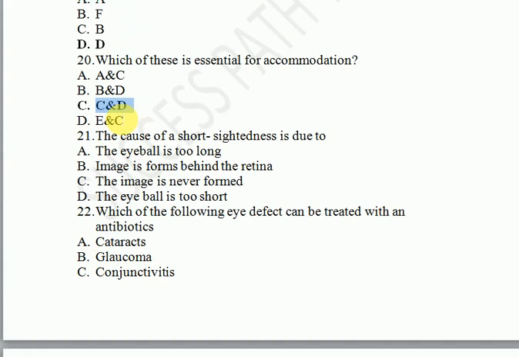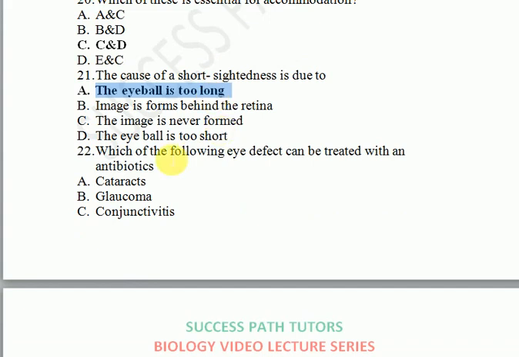Okay, now at this juncture I believe you've learned something, so you are meant to be answering this by yourself. So pause the video and see if you can answer this. What's the answer to this? Have you paused it? Okay, now the answer is the eyeball is too long. You'll be seeing some repeated questions now. Which of the following eye defects can be treated with antibiotics? I guess you picked the right answer.